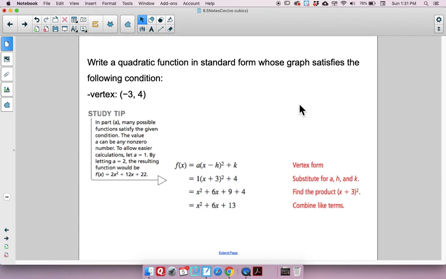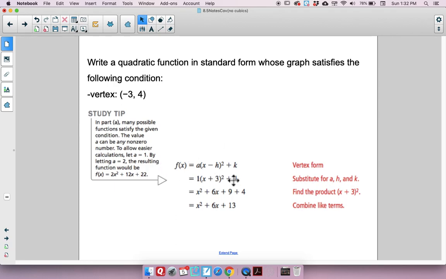So let's take a look at the study tip. It says, in part A, many possible functions satisfy the given condition. We just talked about that. The value A can be any non-zero number. To allow for easier calculations, let's have A be 1, okay? If we let A be 2, then it's a little bit more tricky. We could still do it.